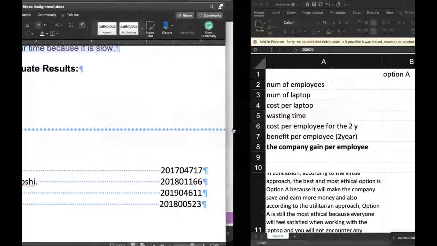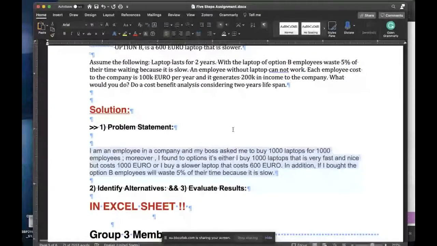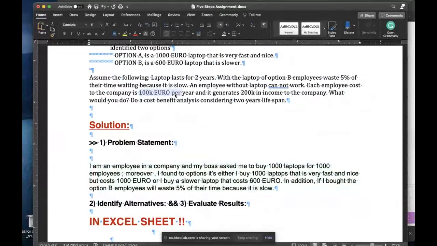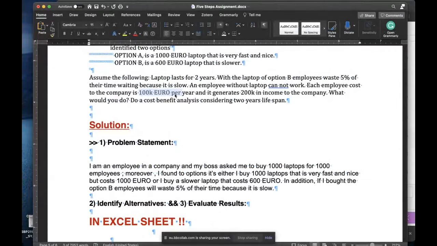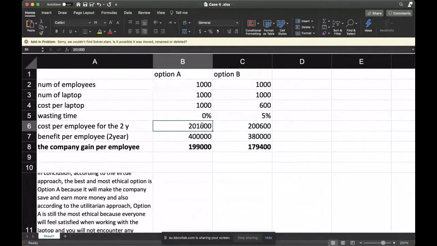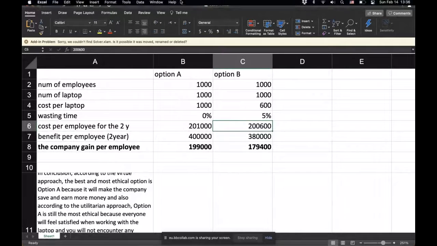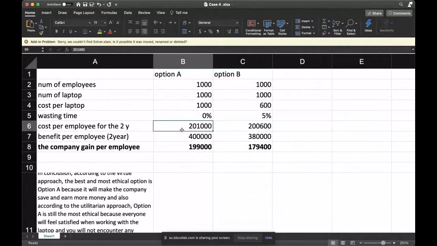So if we see option A, the benefit per employee. In year one, the cost of each employee is 1,000 and the laptop price is 1,000. So the cost of each employee with the laptop to the company is going to be 101,000. For 2 years, we're going to multiply it by two. So where does this 201,000 come from? To be honest, doctor, this part of the case was not done by me. It was done by other members. Let's do it now. Somebody can help here.